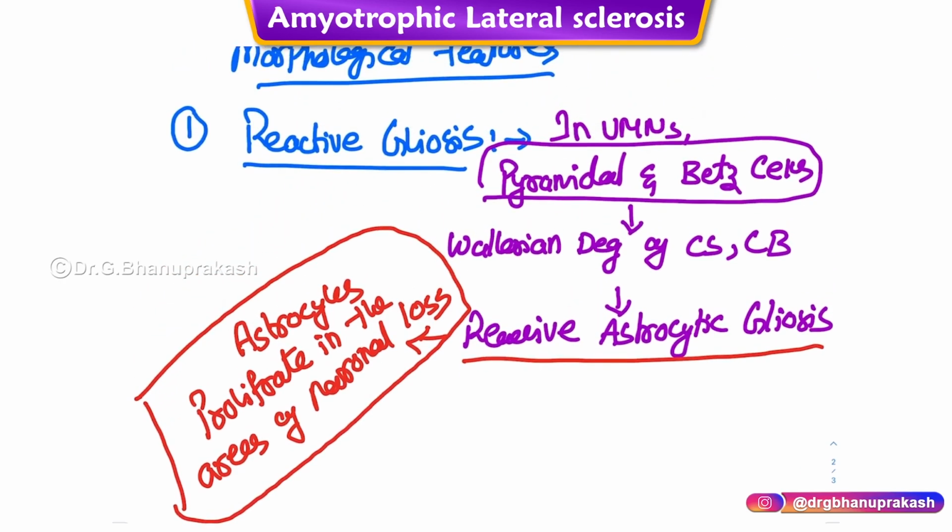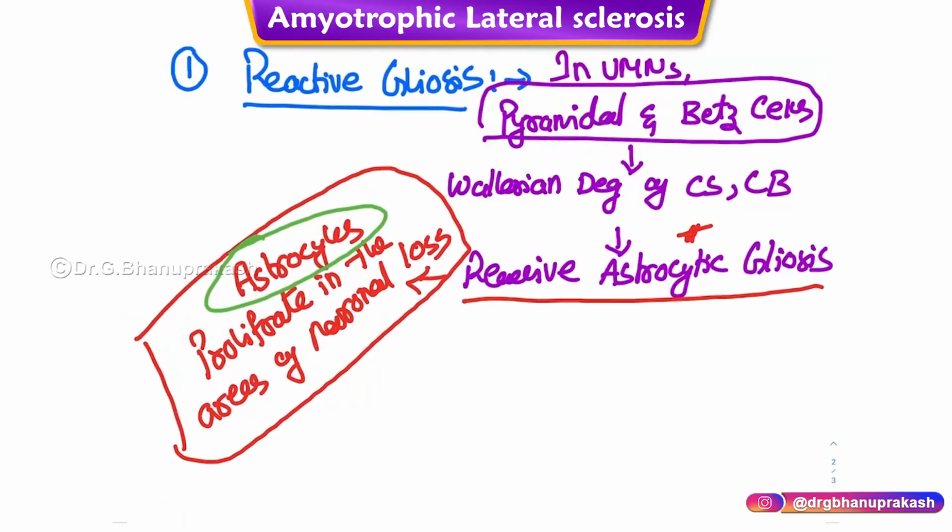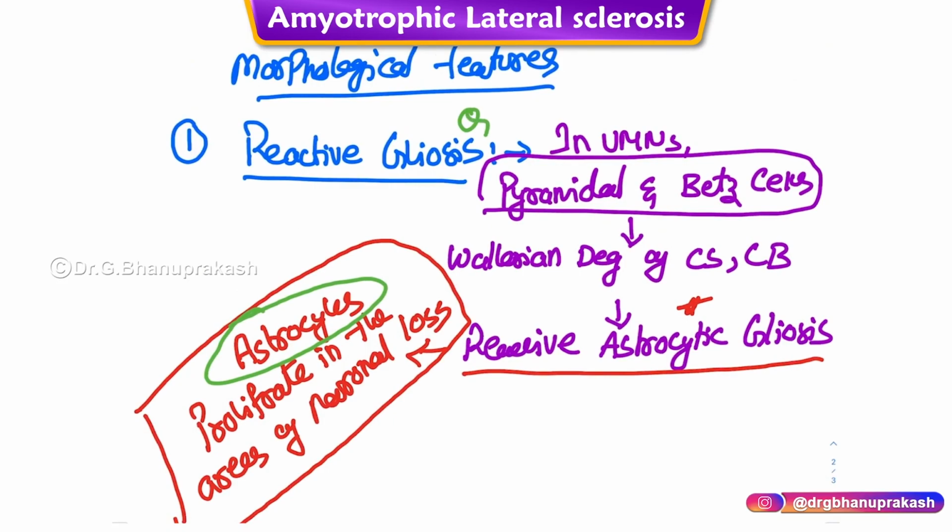So the first important morphological feature will be reactive gliosis. Especially in upper motor neurons, there will be loss of pyramidal and Betz cells. Therefore, there will be Wallerian degeneration of the corticospinal and corticobulbar tracts. And when there is loss of neurons, reactive astrocytic gliosis occurs. So what is the reactive astrocytic gliosis? It is a process by which the glial cells, especially the astrocytes, proliferate in the areas of the neuronal loss. So the first morphological feature will be reactive gliosis.